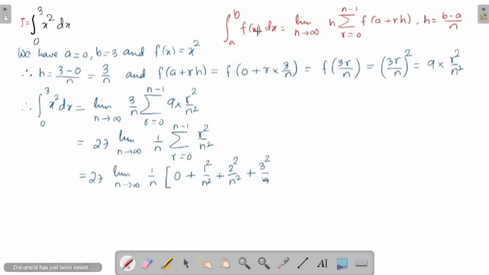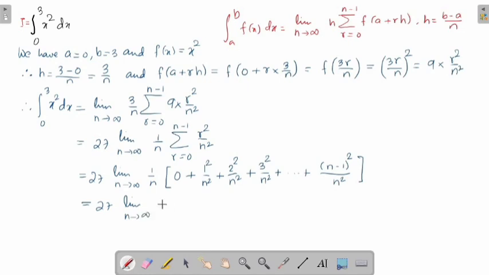Okay, so we have 3 square by n square, plus it continues and it will end with the value of r as n minus 1, so it becomes n minus 1 whole square by n square. Okay, so that's all we get. We don't have to write 0 again and again, so we have 27 limit n tends to infinity, 1 by n is there.